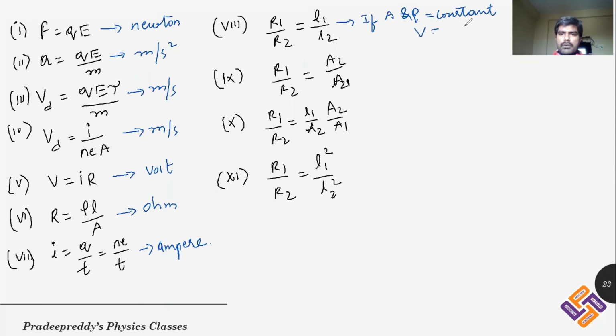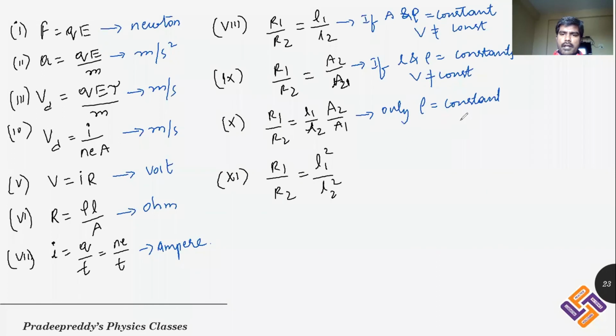Here V is not equal to constant. And in this case, if L and rho are constants, V is not equal to constant. Similarly, in this case, only rho is constant, V is not equal to constant. And here only V is equal to constant, and rho is equal to constant.